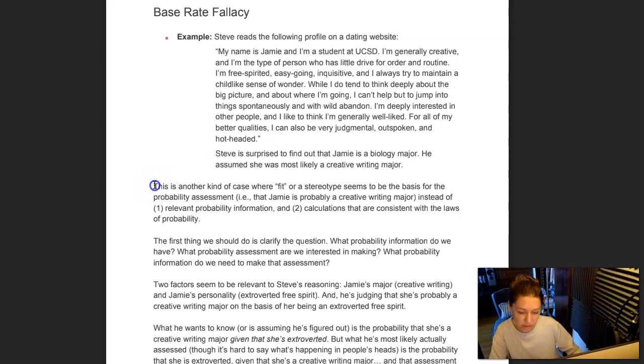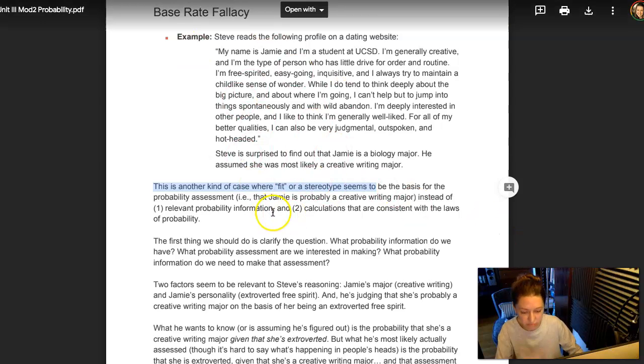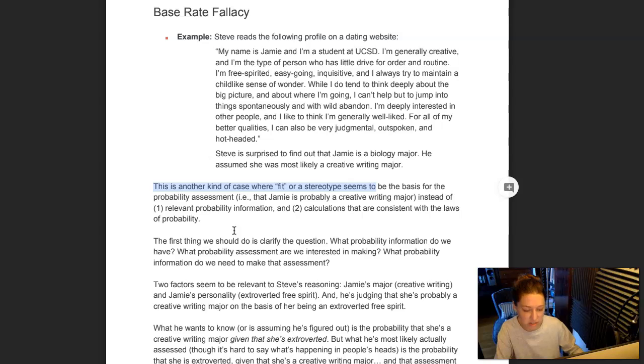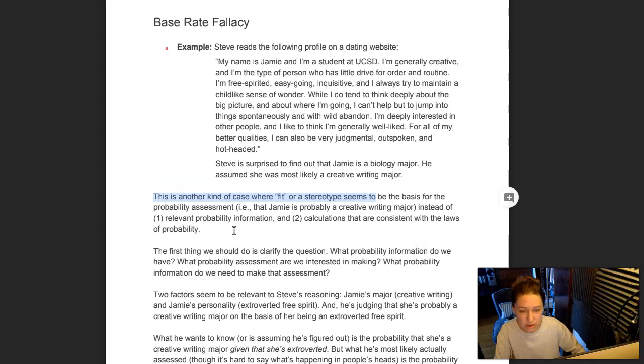Well, one way he might be thinking about it is Jamie fits the stereotype of a creative writing major, so she probably is one, right? So it seems plausible that a person who draws this conclusion is reasoning on the basis of fit with an example. So if this is a base rate bias or fallacy, he has to be ignoring important probability information and thereby ending up with the wrong answer. So what is the important information that he is ignoring?